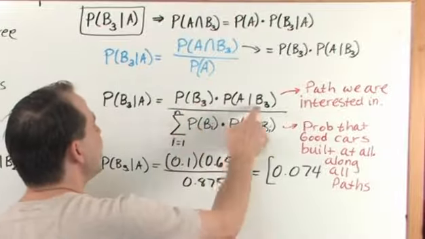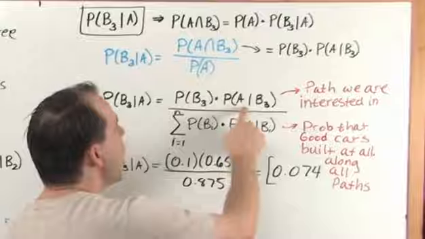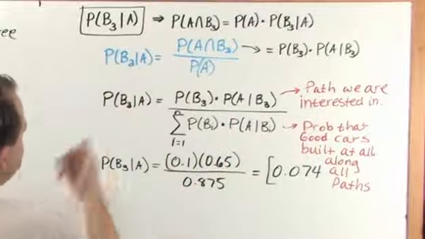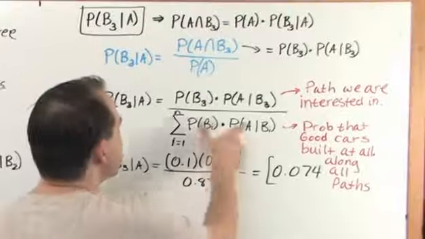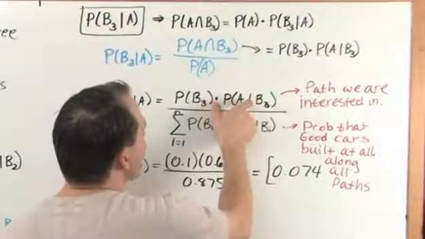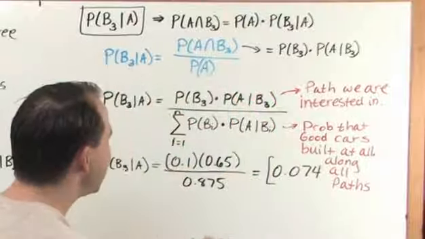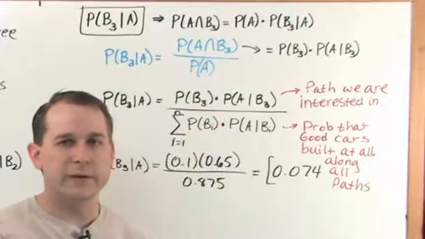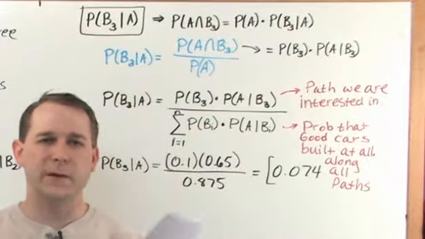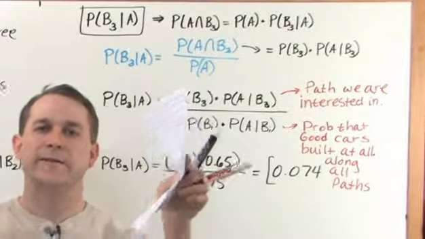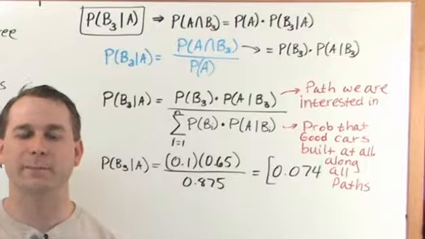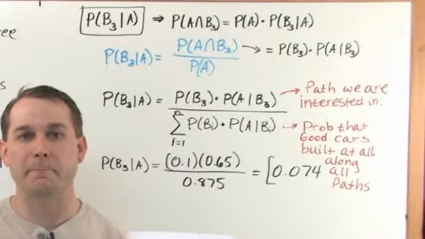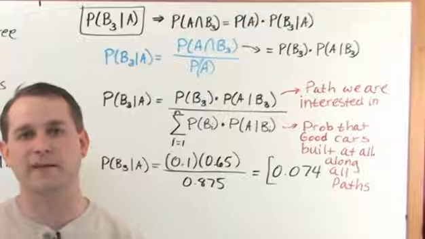The top thing is basically the probability that you get a good car along the path we're interested in, the path involving B3, because that's what I asked you. What's the probability the car came from B3? So it's the ratio of the probability that we get a good car out of the path we care about divided by the probability of all good cars, basically the probability among all paths. So you're comparing the path that we care about divided by all paths. And that ratio is going to tell you the relative amount that plant may have actually contributed, that plant had a chance to build that car.